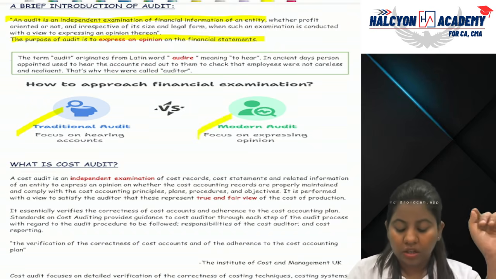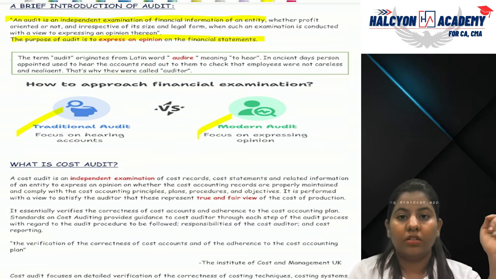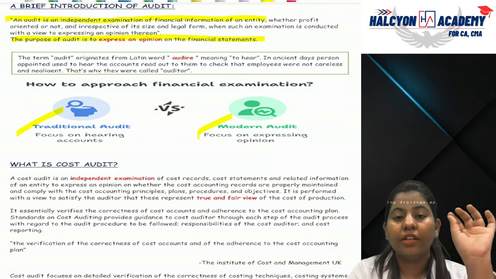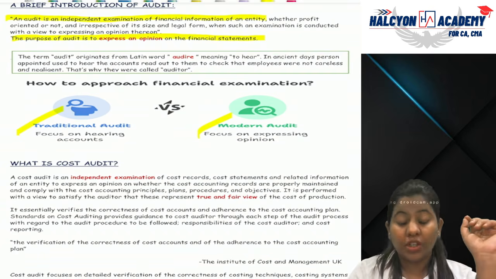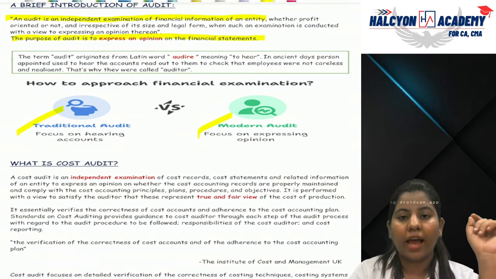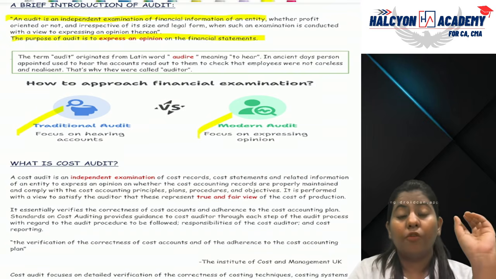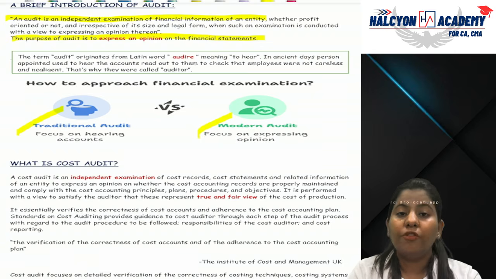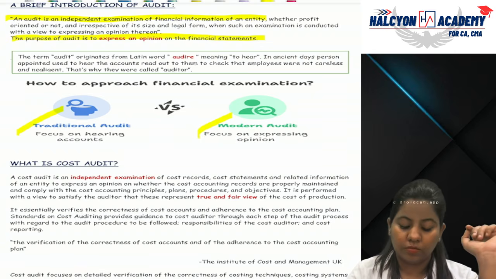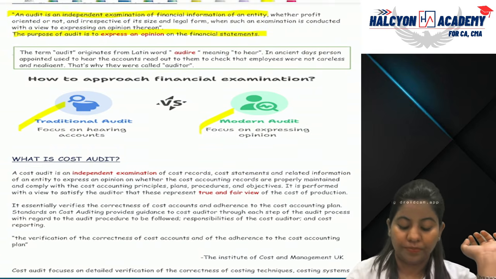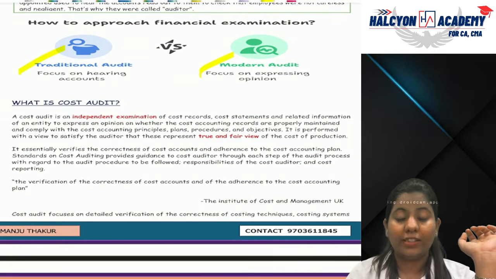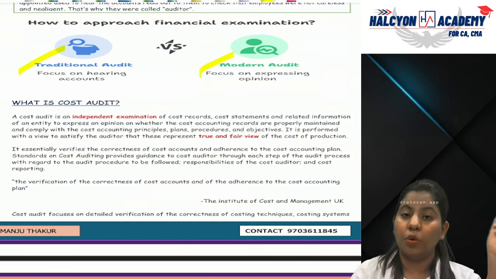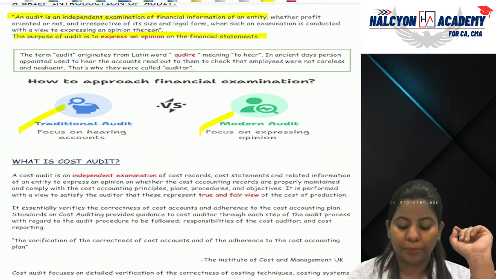And modern audit, the current audit, is based on expressing an opinion in the audit report in written form. In traditional audit, it was focused on hearing the accounts, and in modern audit, it is focused on expressing the opinion in the audit report. Everything is in written form. The users can see that and consider that. So the auditor expresses his opinion in written form in the audit report, and it is presented to the shareholders, the owners of the company.